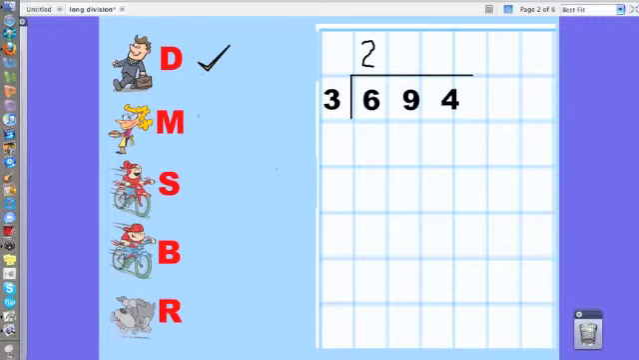Our next step is to multiply. We need to ask ourselves, what is 2 times 3? Right, it's 6. We place this 6 below the 6 in the dividend. We look at our next step, which is to subtract, and we subtract 6 minus 6, and that's 0.